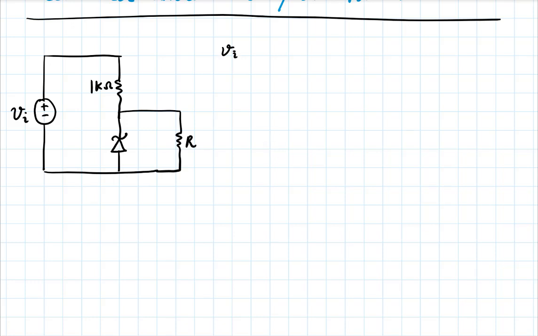Vi varies between 10 volts and 20 volts. So it's a variable voltage. Maybe it's a sinusoidal or what have you. It varies between those 2 points. These are its maximum and minimum.